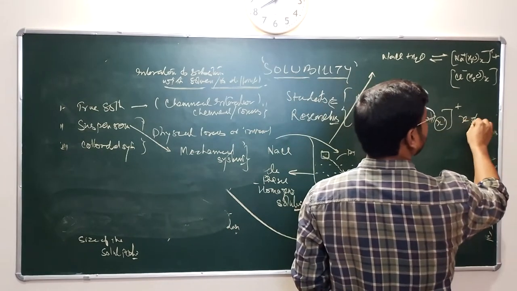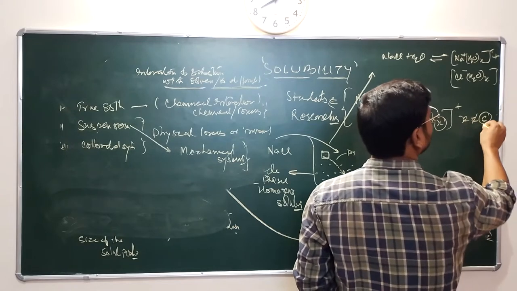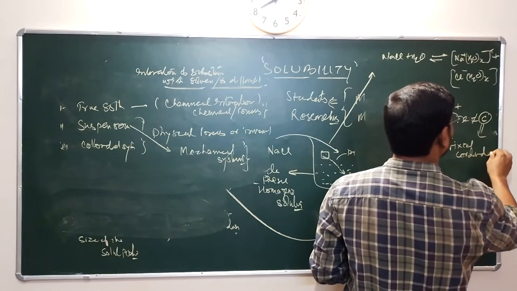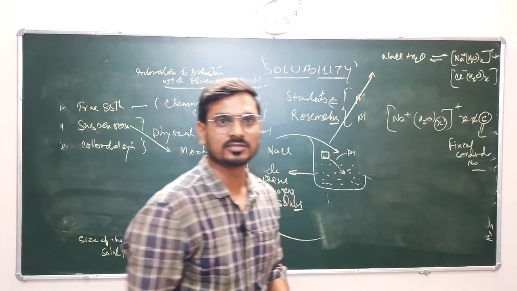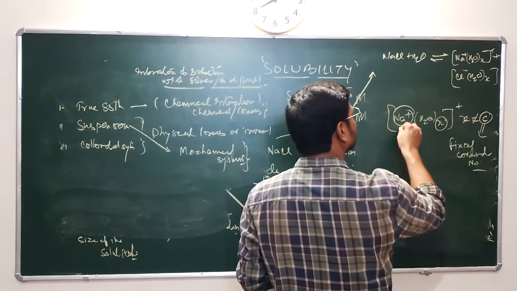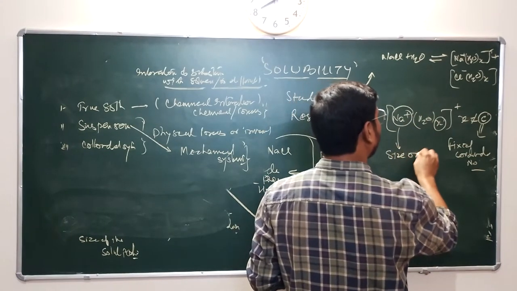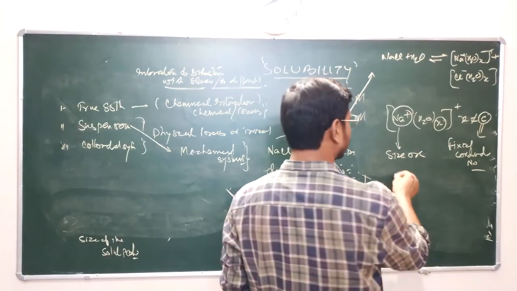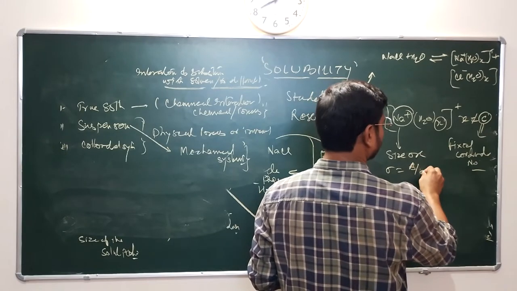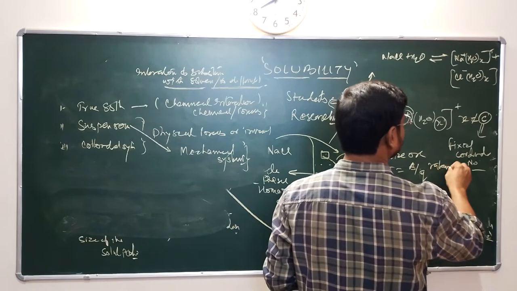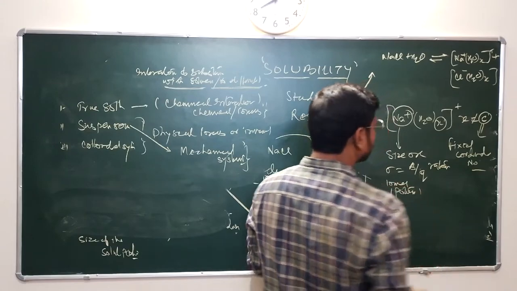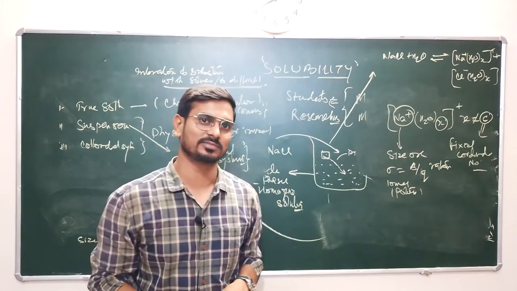Because x is not fixed here. It's not constant. It is not a fixed coordination number. It may vary based on the size or potential, sigma, charge by size ratio. This is called ionic potential. This is governed by this. This has nothing to do with the valency of the sodium metal atom.